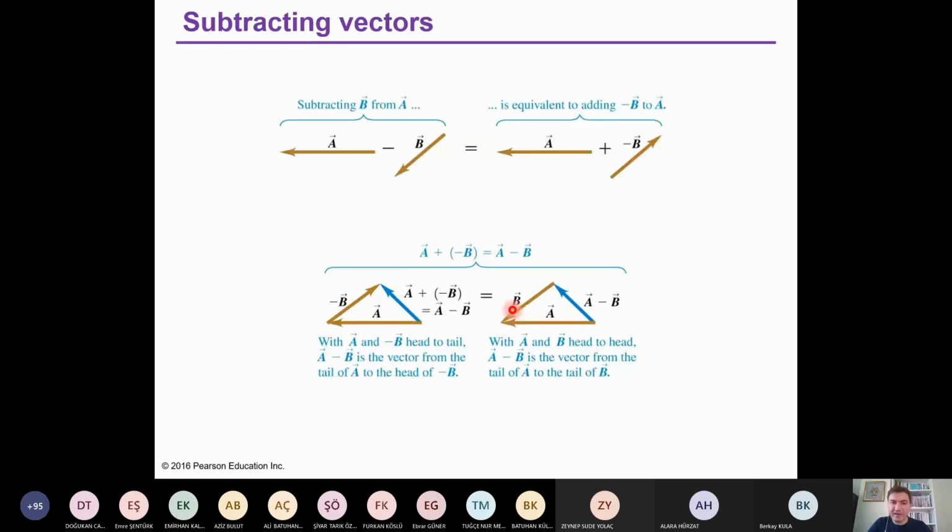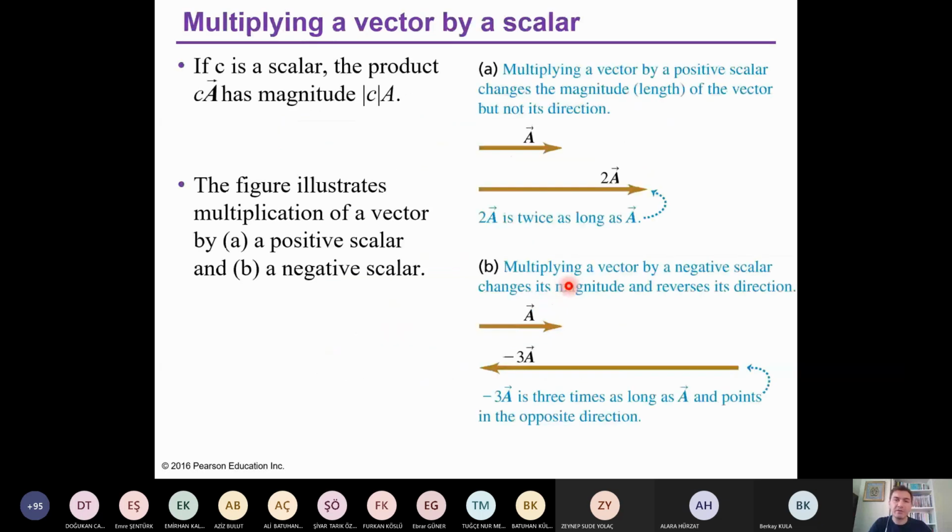For this reason, we have to combine them head to head, and then the resultant vector is this one. So what you see here, A plus minus B equals A minus B, because the resultant vectors have the same magnitude and the same direction. Now another important property of the vectors, and then I will finish with that example. Our lecture will be finished.